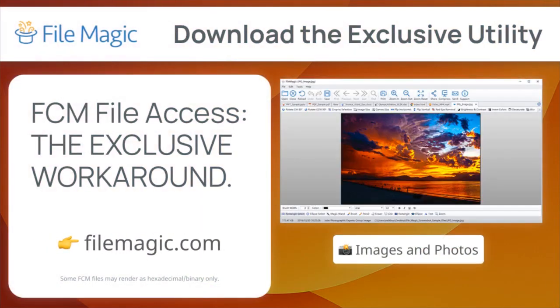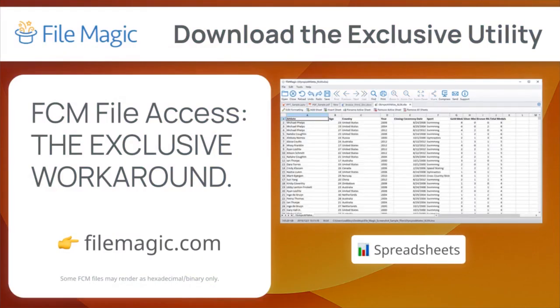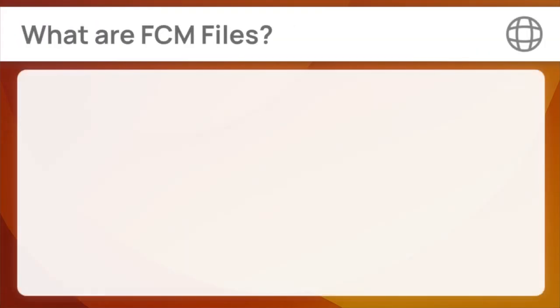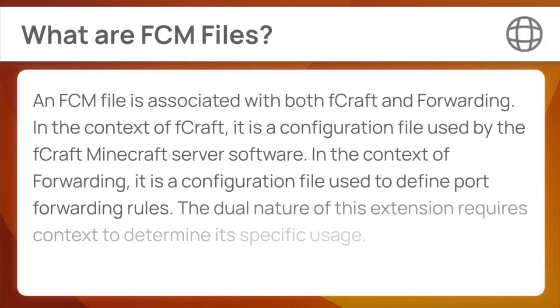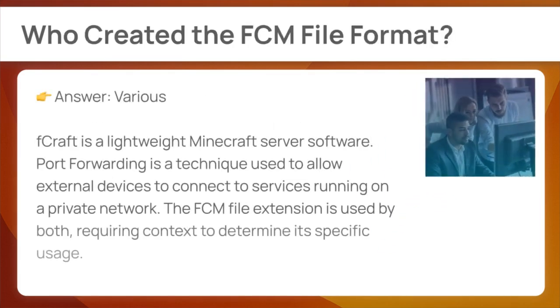This solution is entirely reliant on one powerful FCM file inspection tool that you can use for hundreds of other file issues and formats. An FCM file is associated with both fCraft and forwarding. In the context of fCraft, it is a configuration file used by the fCraft Minecraft server software. In the context of forwarding, it is a configuration file used to define port forwarding rules. The dual nature of this extension requires context to determine its specific usage.